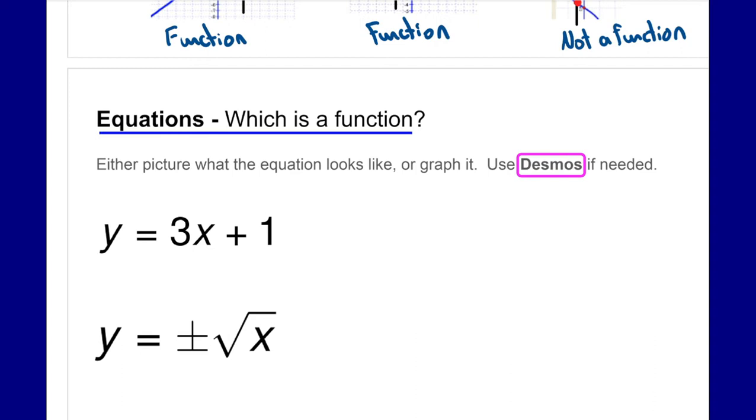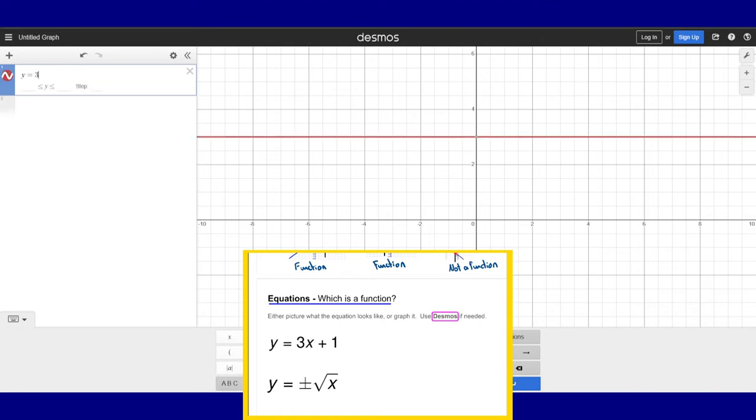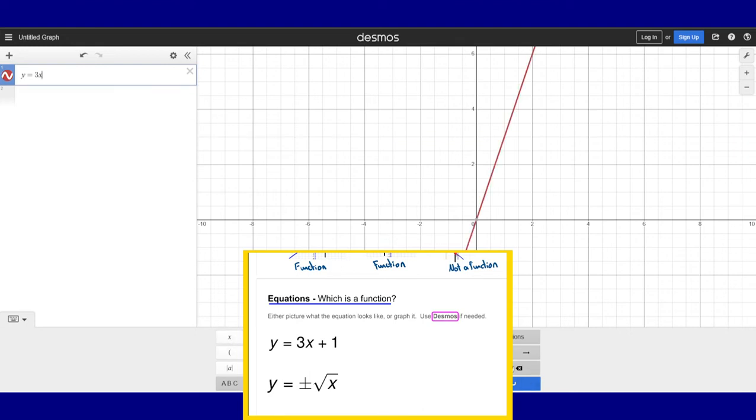Remember, Desmos is a graphing calculator that you could use to enter your equations just to get the visual, because then by having the visual, you should be able to use that vertical line test. So if I bring up Desmos right now, hopefully you're able to get there. I'm going to enter in my two equations. So I have y equals 3x plus 1.